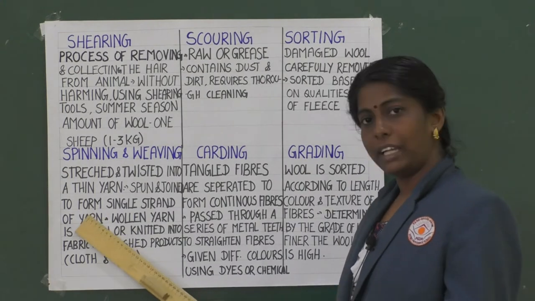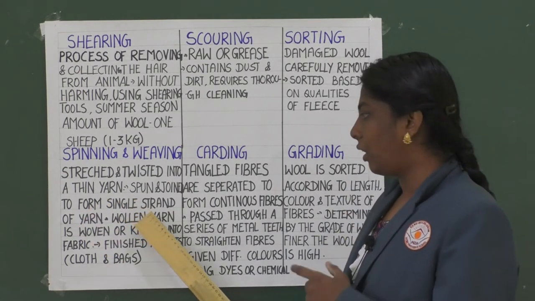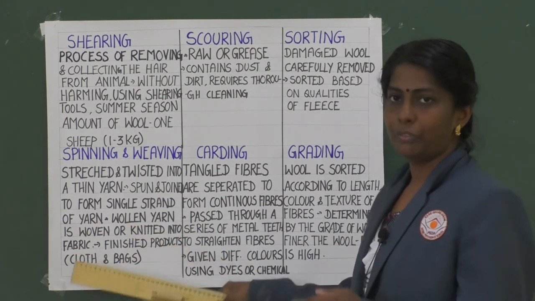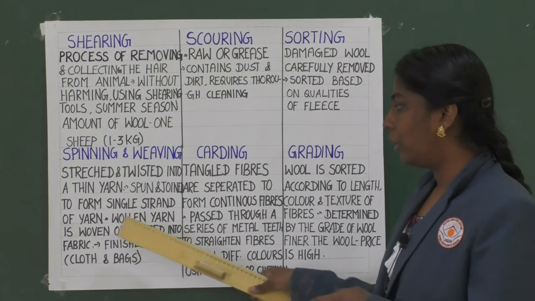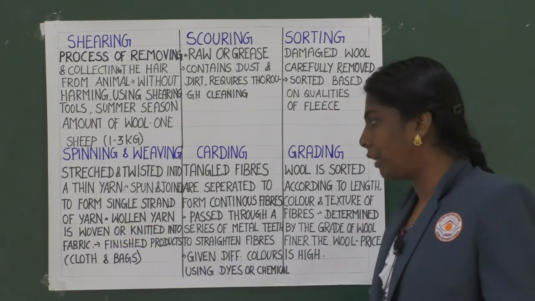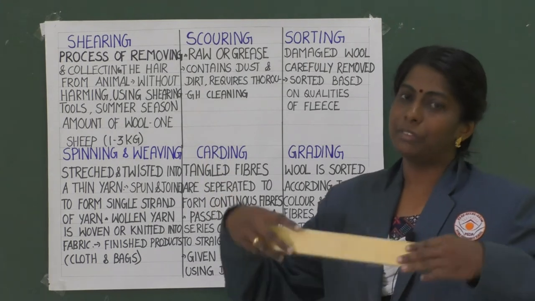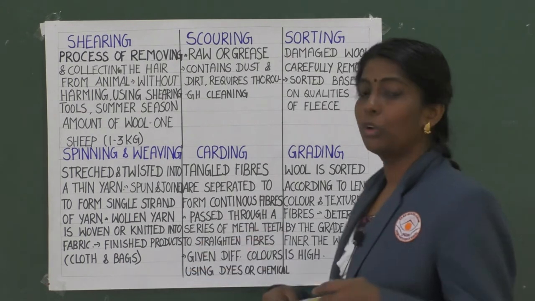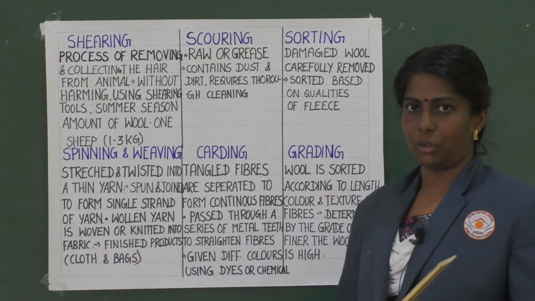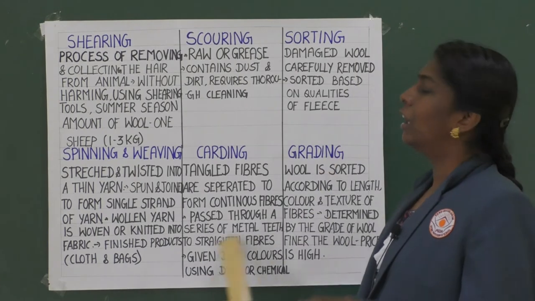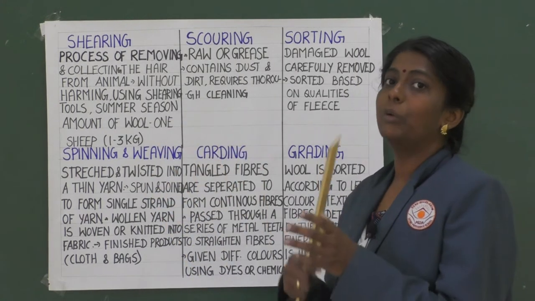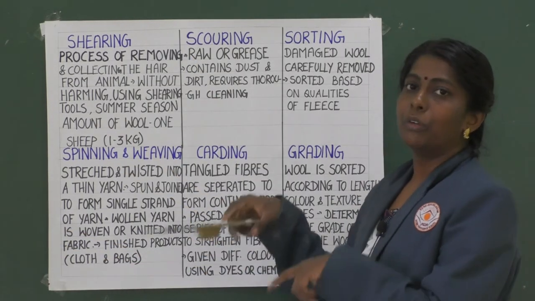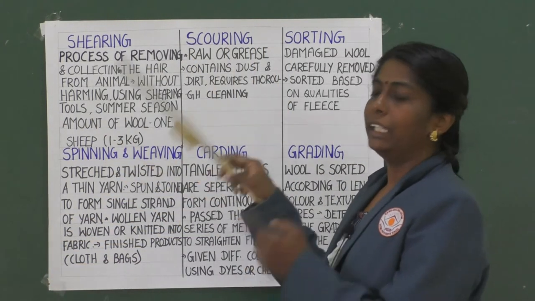Then from that you are getting the woolen yarn. That is woven or knitted into fabric. So from that we are obtaining fabric. From the fabric we can further produce some finished products such as cloth and bags and all. So this is in general how they are processing the wool into fabric, the steps used for processing wool into fabric.